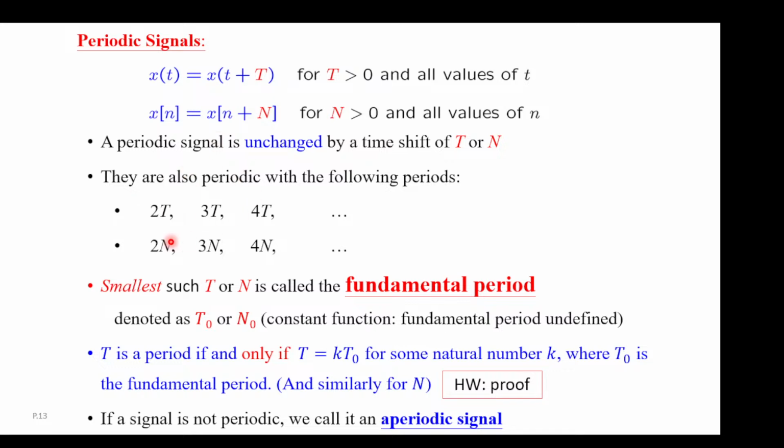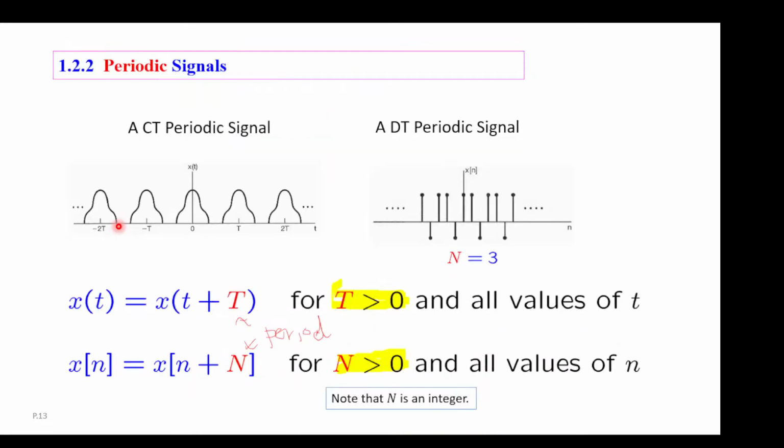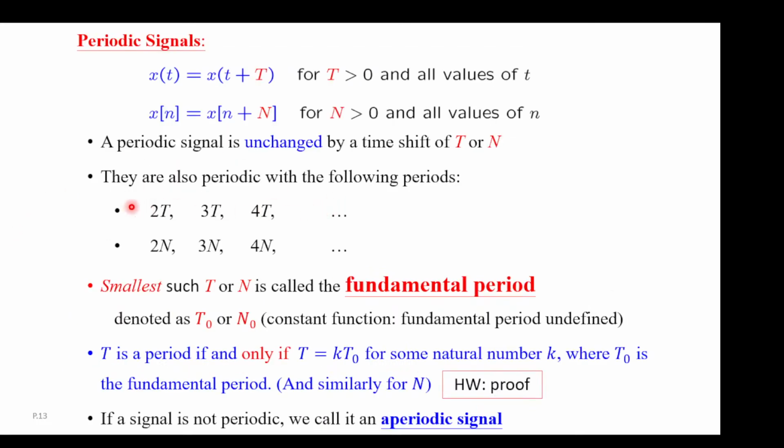And then it starts to get interesting. We see that we can also shift by other numbers. If you shift by big T, it doesn't change. Then you shift by 2T, it also doesn't change, because you shift by T and it doesn't change, then you shift by T again, it still doesn't change. You can kind of see, if you shift this by 2T to here, it also doesn't change. So basically you shift by any integer multiple of T, and the signal doesn't change.